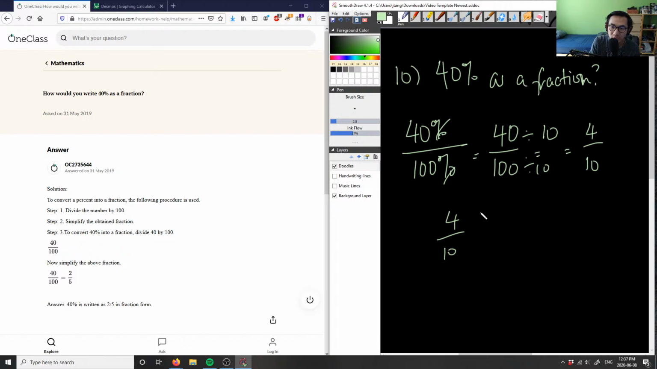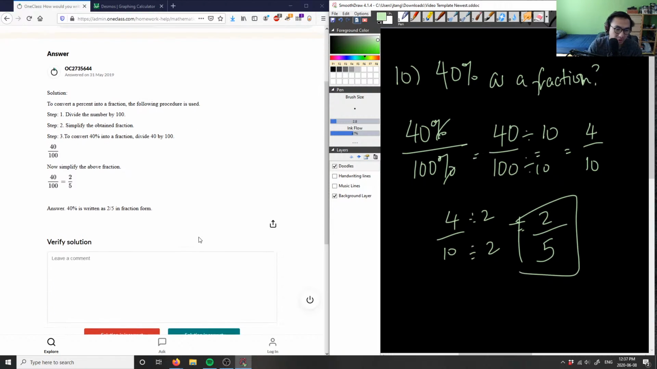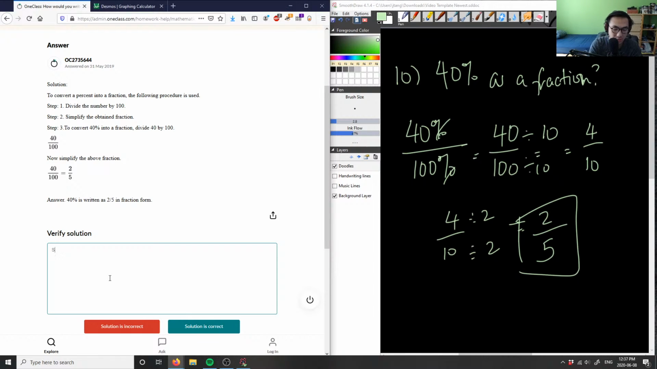And these are both even numbers, so we can divide by 2 again. 4 divided by 2 is 2. 10 divided by 2 is 5. So this is going to be our correct answer. 2 over 5 is 40% as a fraction. So the solution here is correct.